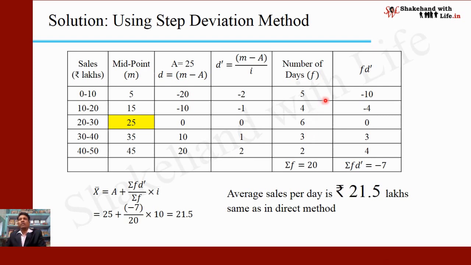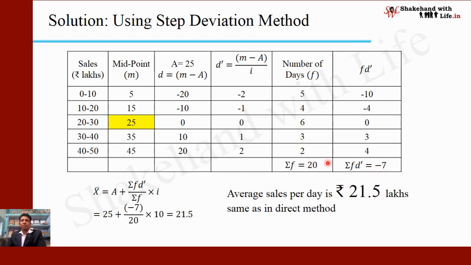Now find the f d dash. So f is here in the fifth column, and d dash is in the fourth column. Multiply the fourth and fifth column, you will find f d dash. Minus 2 into 5 is minus 10, minus 1 into 4 is minus 4, and so on. Now find the sum of all these numbers. Sigma f d dash is equal to minus 7.